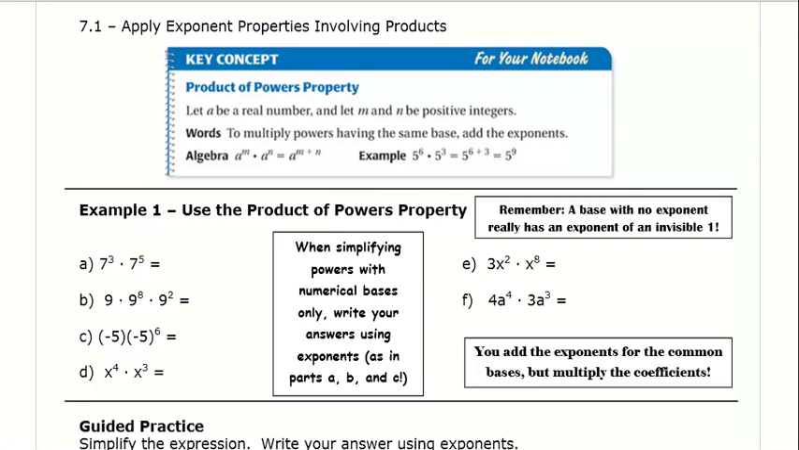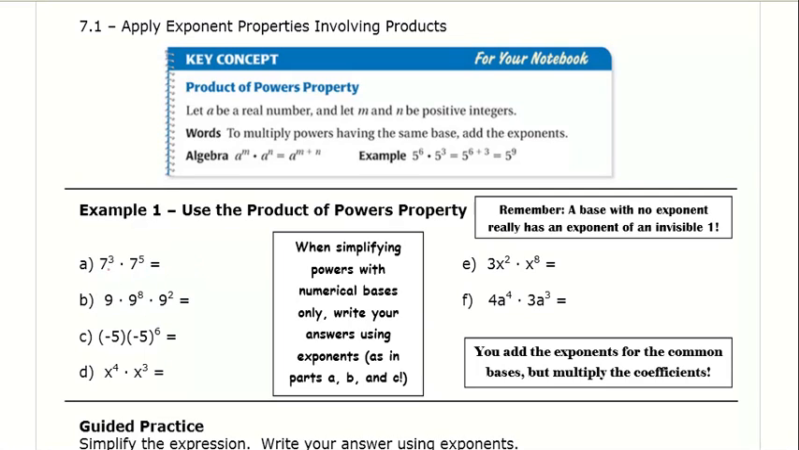To use numbers, if it's 5 to the 6th times 5 to the 3rd, notice the common base of 5, we're going to add our two exponents together and rewrite it as 5 to the 9th. So let's try example 1. We're going to use the product of powers property.